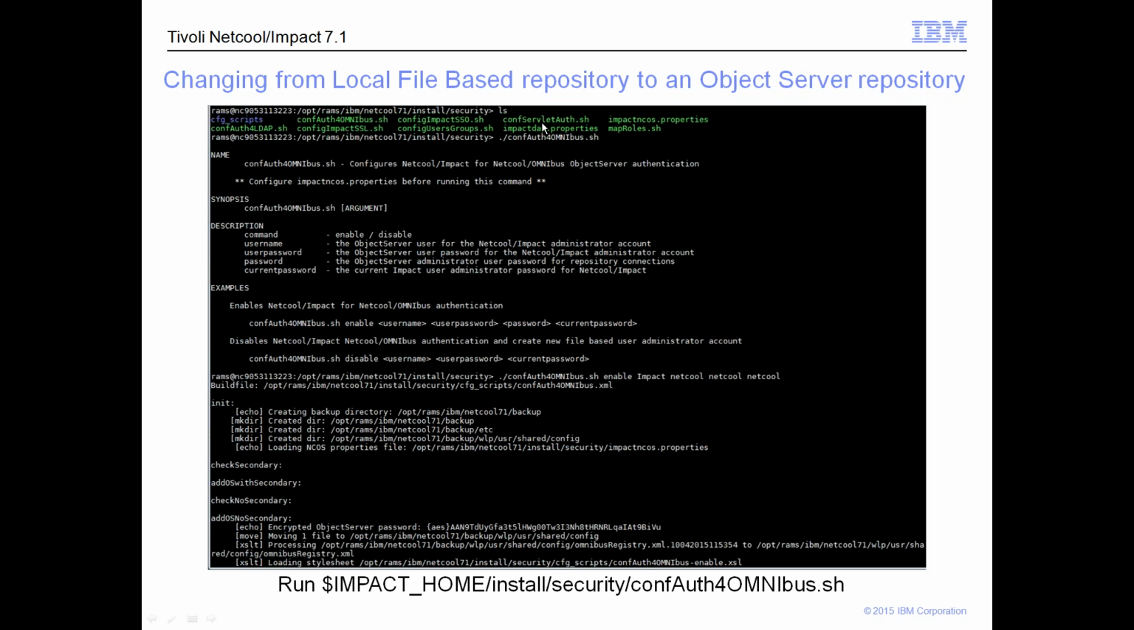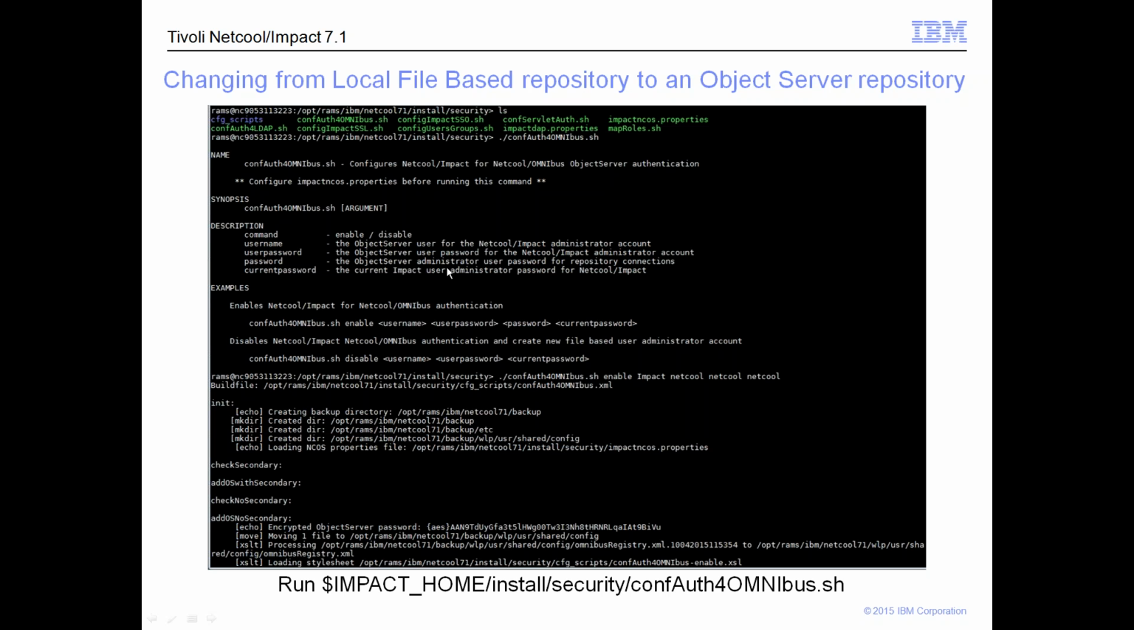So the next step, of course, is to now run the configuration script. If you just run it without any commands, it'll actually show you a description of it and some examples of what you need to do. That's why I just did it here, just to show you that. So you can see that it requires you enable it. It requires the username. Now the username that you're going to specify is the new impact administrative user that you want to use, and then its password.